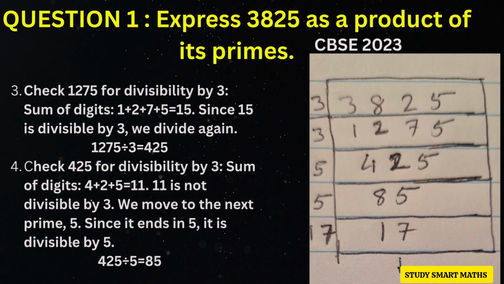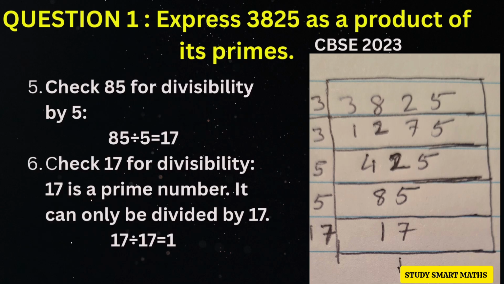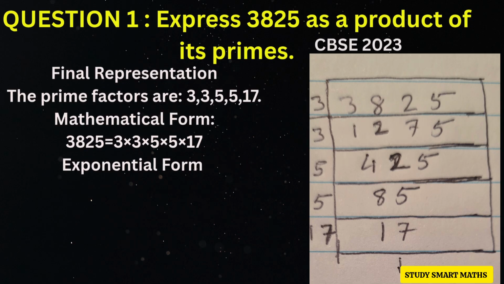Since it ends in 5, it is divisible by 5. 425 divided by 5 equals 85. Check 85 for divisibility by 5, 85 divided by 5 equals 17. Check 17 for divisibility, 17 is a prime number. It can only be divided by 17. 17 divided by 17 equals 1. Final representation. The prime factors are 3, 3, 5, 5, 17.